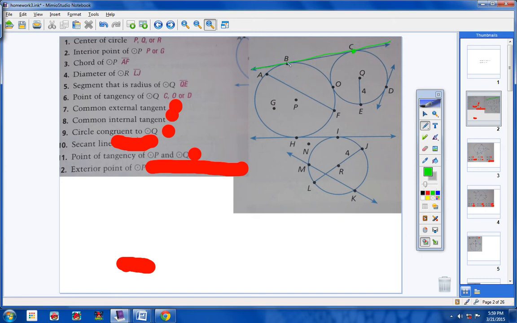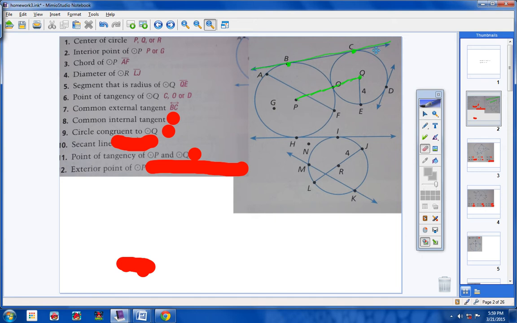But if you were to draw a line connecting the two centers of those circles like this, does that tangent cross that center line? No, it does not. So we call that a common external tangent. Now, if this line right here had crossed that green line, then we call that a common internal tangent. But it's on the outside, we call it external. So BC is a common external tangent, okay? BC.